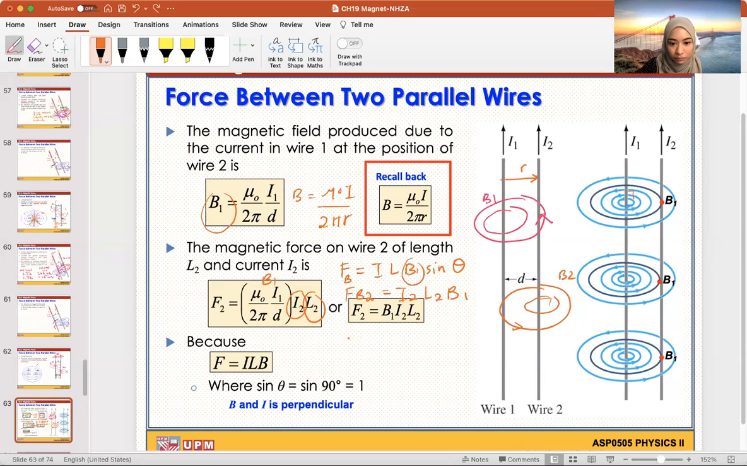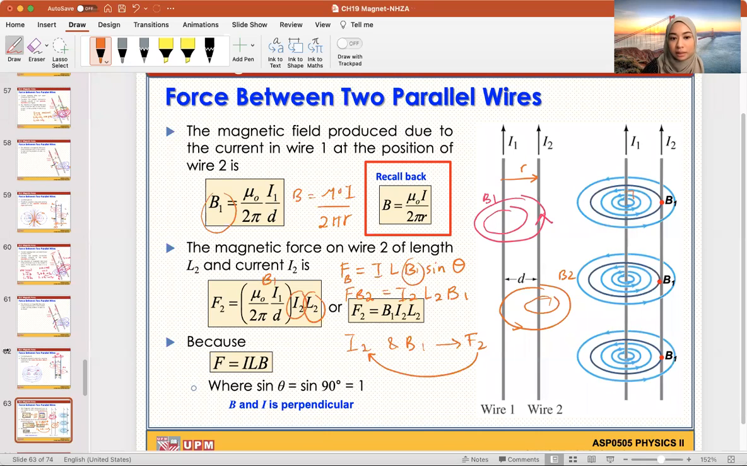I2 plus N B1 gives me F2. So it will always refer to the conductor number, the current. Okay, only B will be reversed. So if current number 2, length number 2, you will use B number 1. If current number 1, length number 1, you will use B number 2, because B comes from the other conductor.